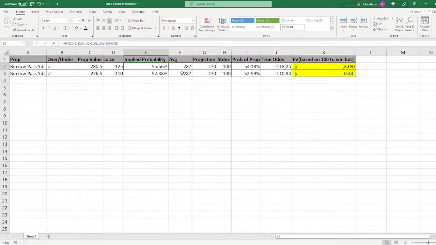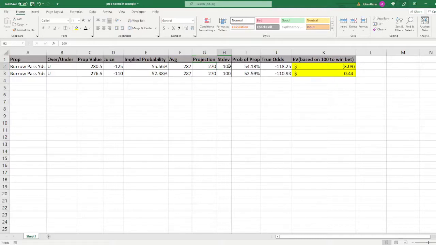All right. I took the average of Burrow's passing yards this year. He averages 287 per game. Now, this is just a projection. I didn't put a whole lot of thought into the projection, but I just want to show you that if I was an under better, perhaps 270 is where I'm projecting Joe Burrow's passing yardage.